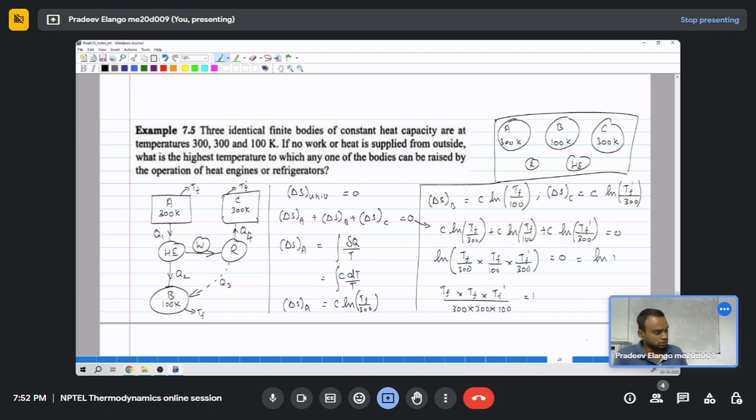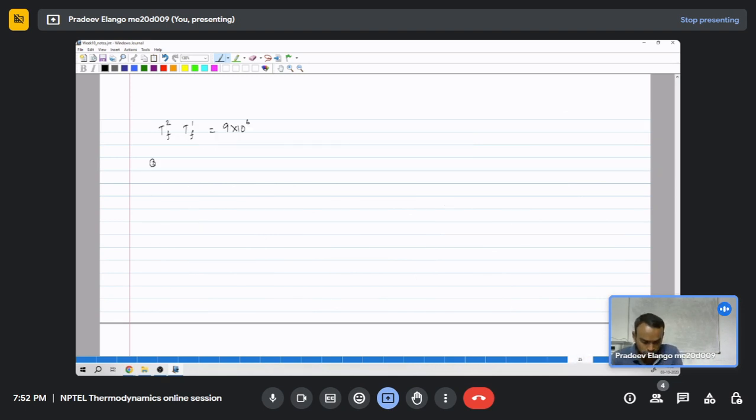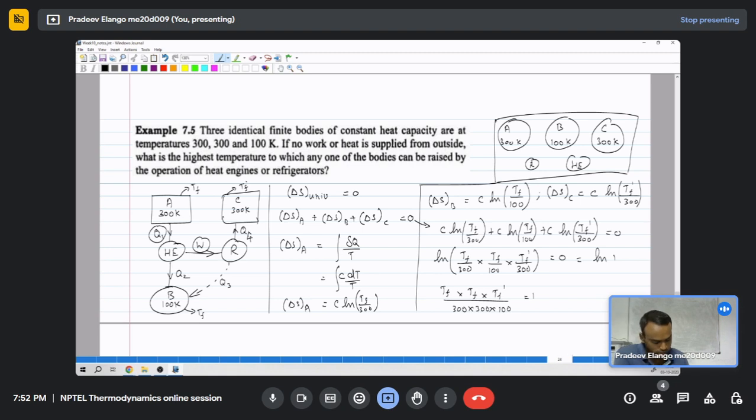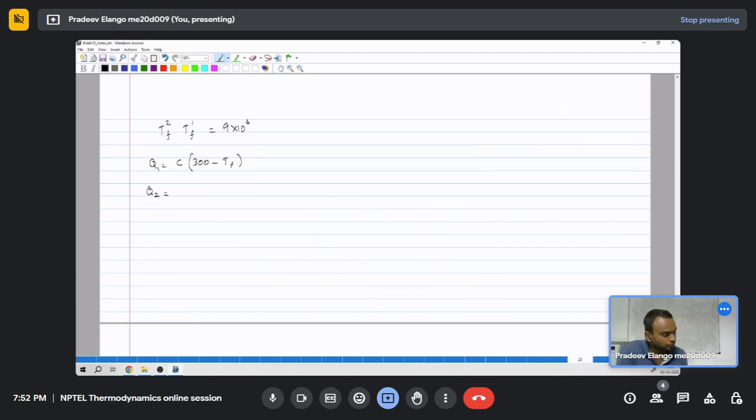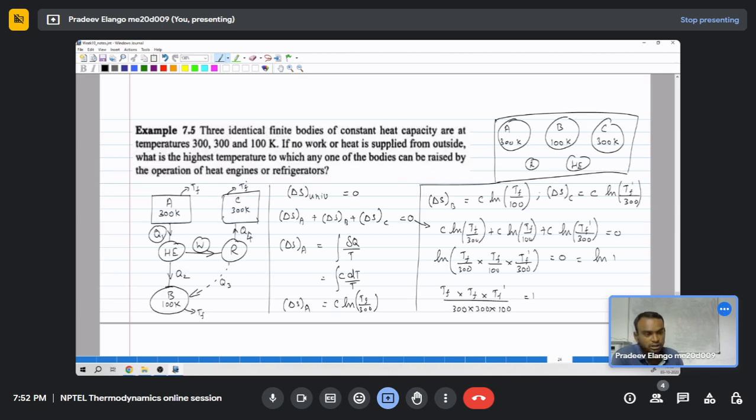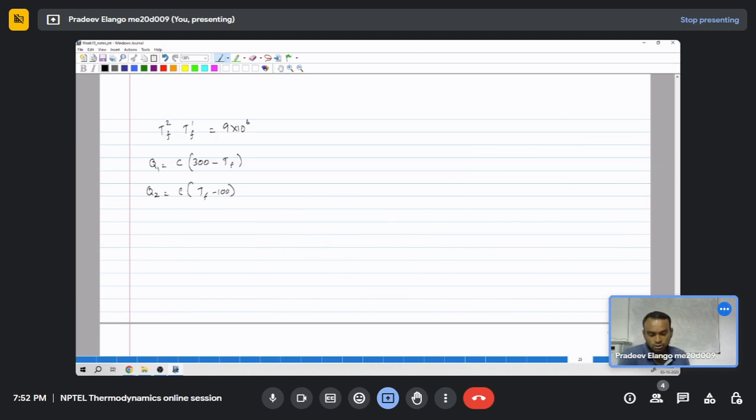Now we will write the expressions using the first law. For Q1, the heat transfer is C into the initial temperature minus the final temperature. Similarly, Q2 will be C into TF minus 100. Since the direction is already taken care of in the diagram, I am writing the magnitude alone. Similarly, Q4 will be C into the final, TF dash, minus 300.